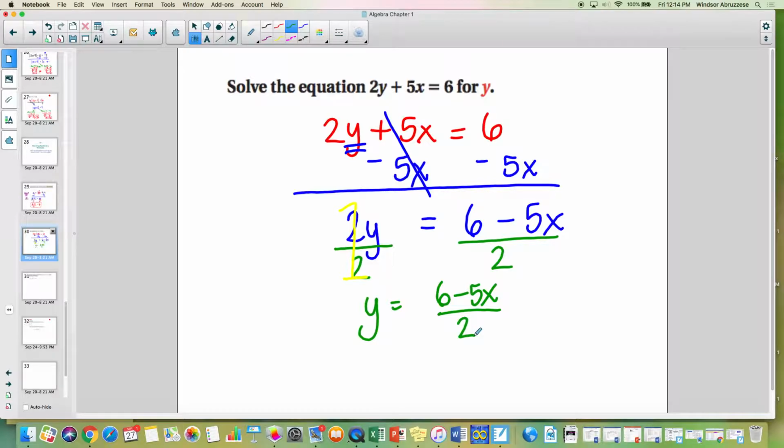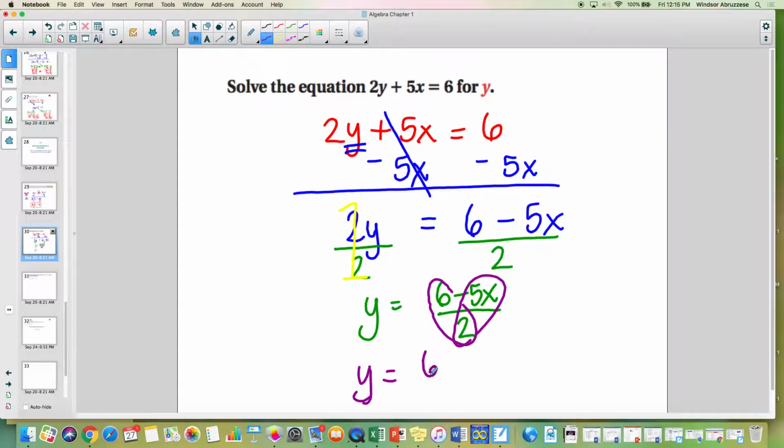Sometimes I'm going to ask you to pull it apart. And what I mean by that, especially when we get to the next chapter, which is graphing equations, because we're going to actually graph this specific equation, you're going to want to pull it apart. And what do I mean by that? Well, the y equals 6 minus 5x divided by 2. The 2 is divided by both numbers in the numerator. So we want to rewrite it like this.